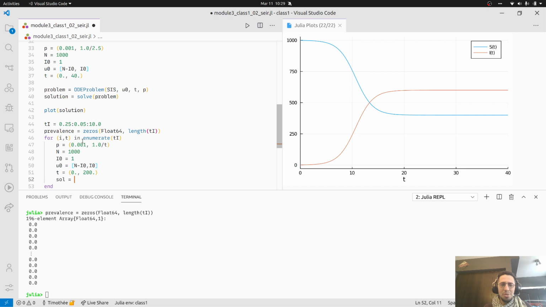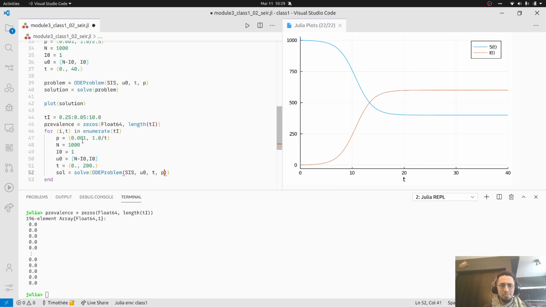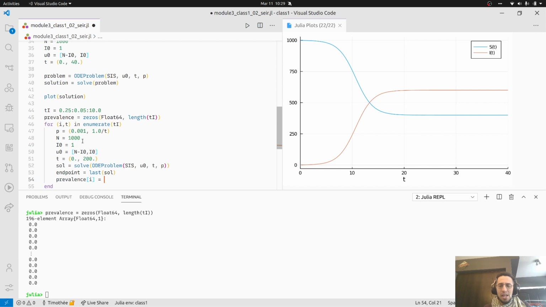And we're going to get the solution directly. So it's going to solve an ODE problem of SIS, U0, T, P. So what we want to put into the prevalence at position I is what we're going to do. We're going to look at the endpoint. The endpoint is the last state in the solution, and we want the number of infectious individuals, which is sol2 over n. So let's go here.